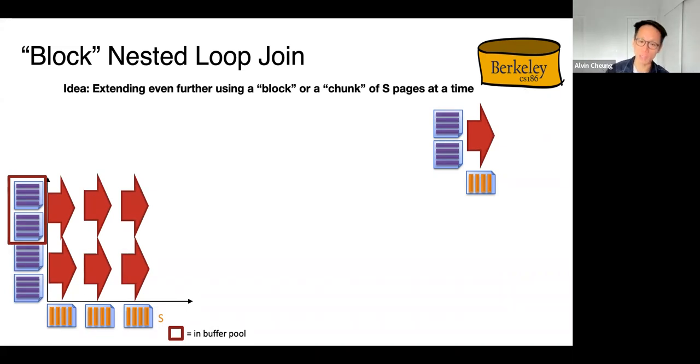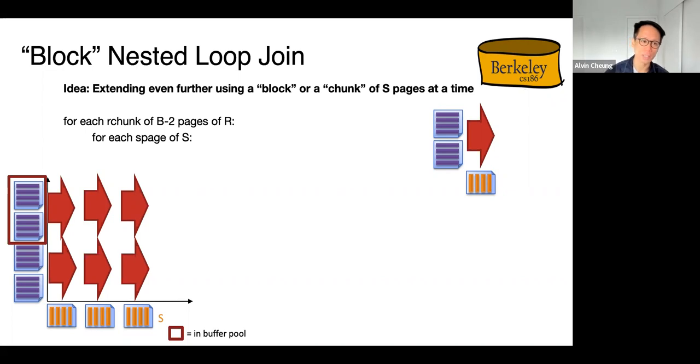Well, there is a limit, however. Our buffer pool is not of infinite size. In this case, we assume that we can have 3 pages, so we can load in 2 pages of R and 1 page of S. What is the limit? If we have B pages total in the buffer pool, the maximum number of pages that we can load in for R is going to be B minus 2, because we need 1 page for S and 1 page for the output.